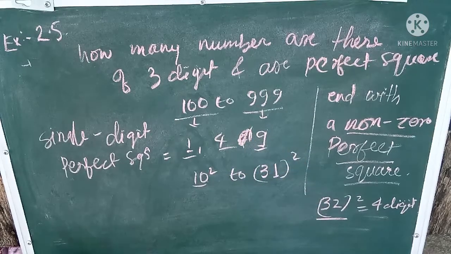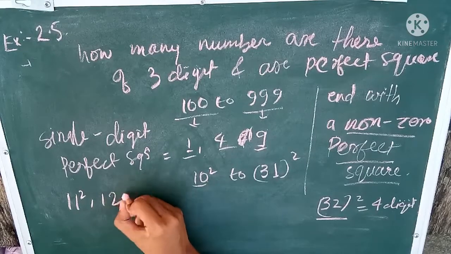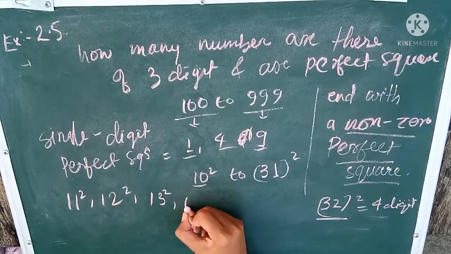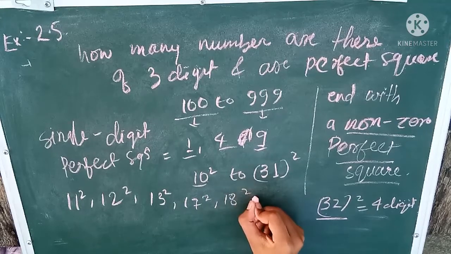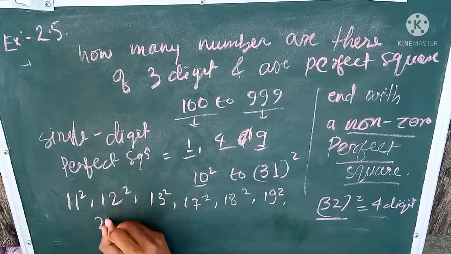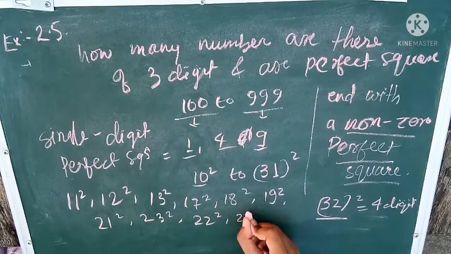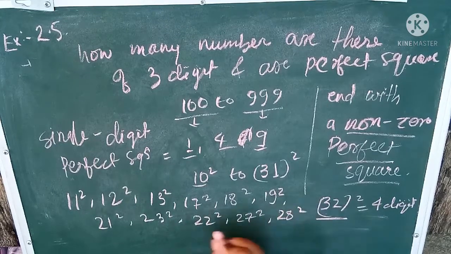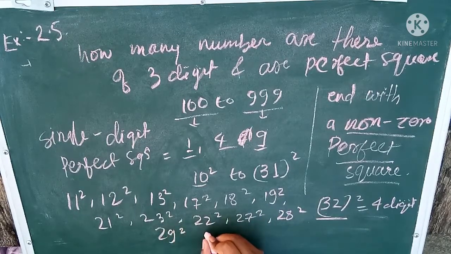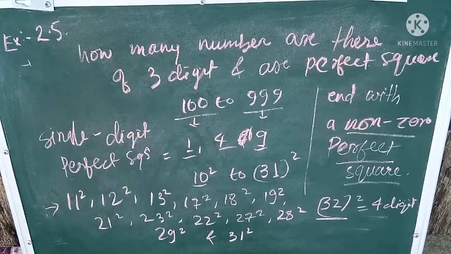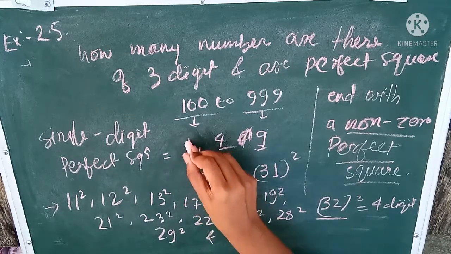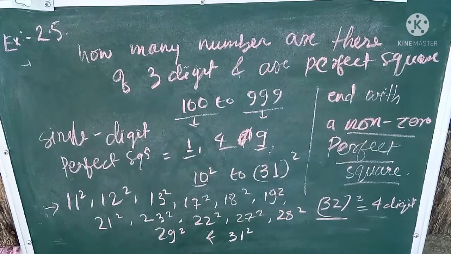Such numbers are 11 square, 12 square, 13 square, 17 square, 18 square, 19 square, 21 square, 22 square, 23 square, 27 square, 28 square, 29 square, and finally 31 square. So these are the numbers which are perfect squares, and also they have the unit digit as 1, 4 or 9. So in total we have 13 such numbers.